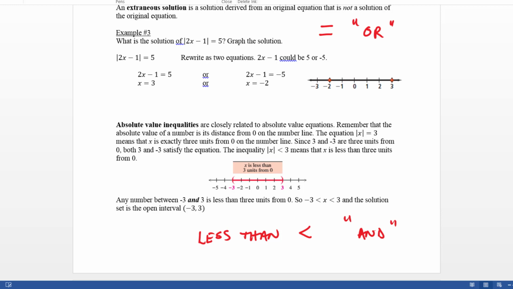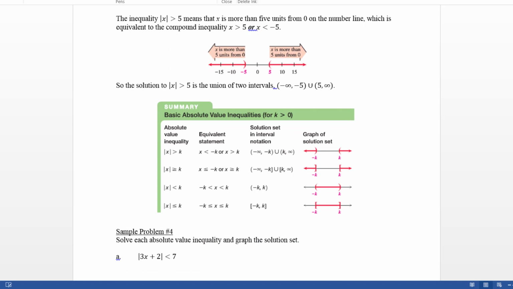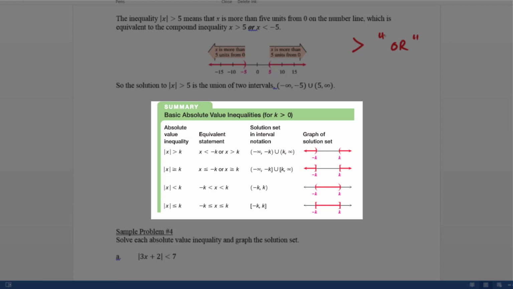So the first thing you want to be sure you remember is less than is an and compound inequality. If we look at the or statements, you can see that the greater than symbol is going to give us an or statement as well. So we have equal signs that will give us an or statement, and we have greater than that will also give us an or statement. And so all values greater than 5 units away from 0 would be graphed in the graphic that you see right there on your screen. Now, we give you a summary of all of these parts with absolute value inequalities along with their interval notation. So you would definitely want to pay close attention to that.